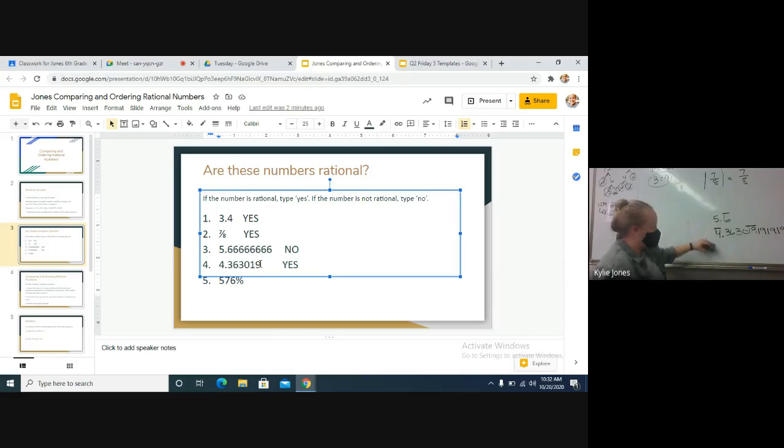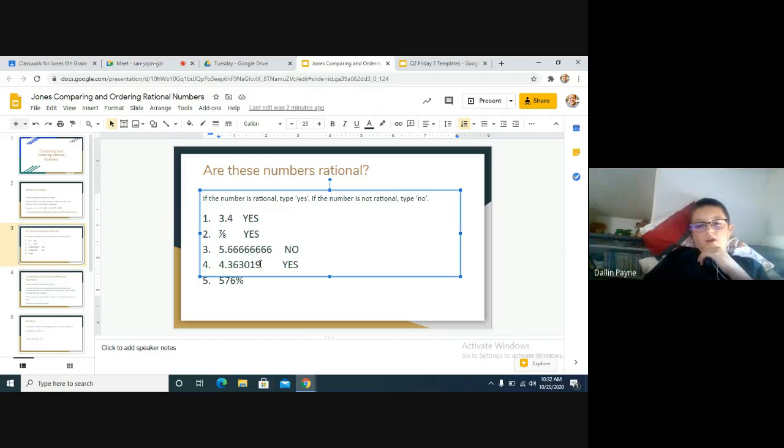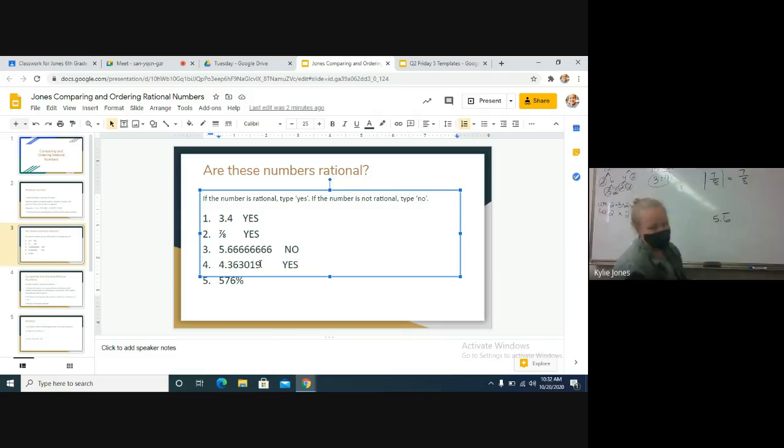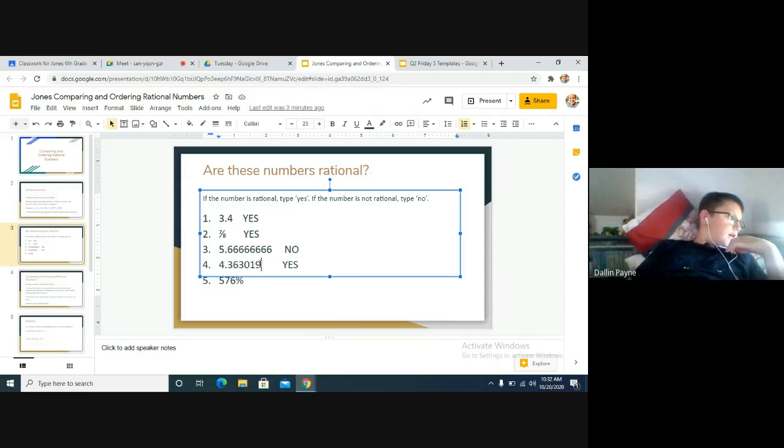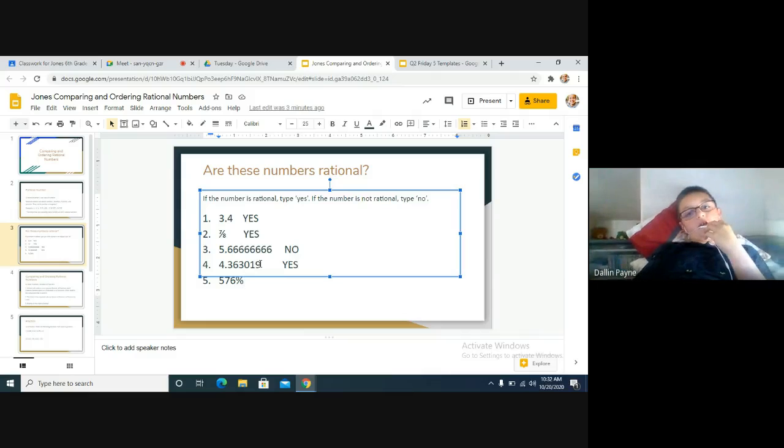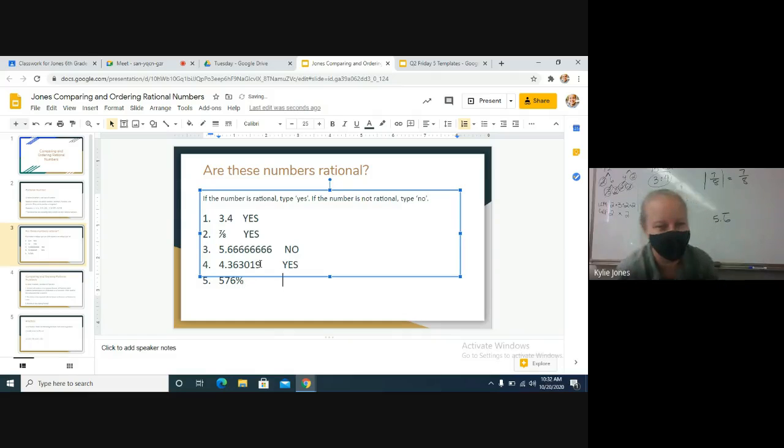In that case, after the decimal, it would be like 44444. So it would not pass the decimal at all. No, it wouldn't. So you can't really have a repeating whole number. That's not a thing. Unless it was like a number inside of your head that you created. Maybe. All right, and then number 5, we have 576%.